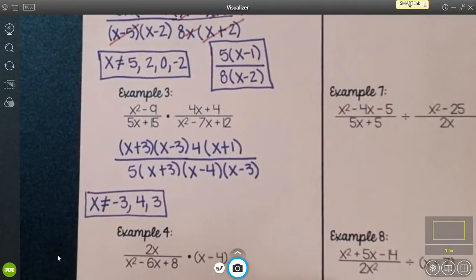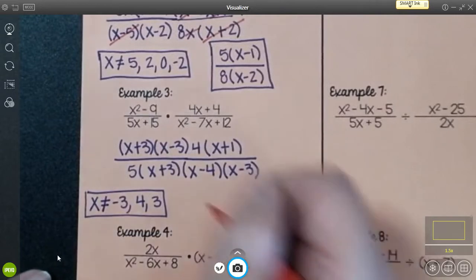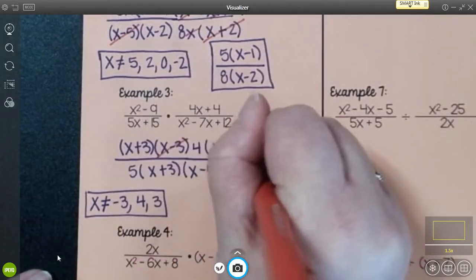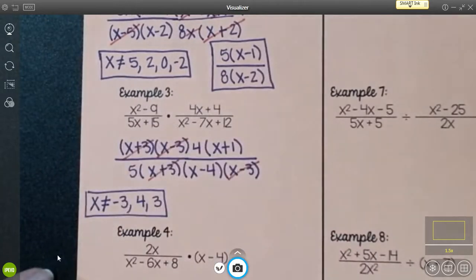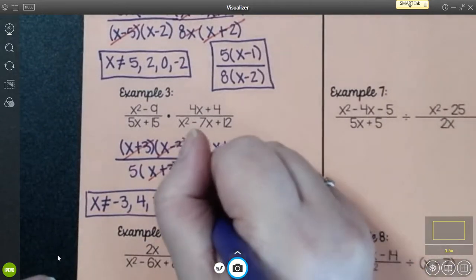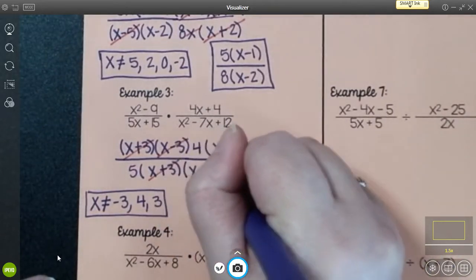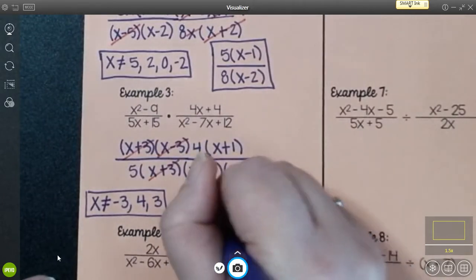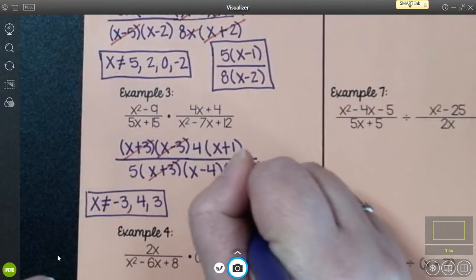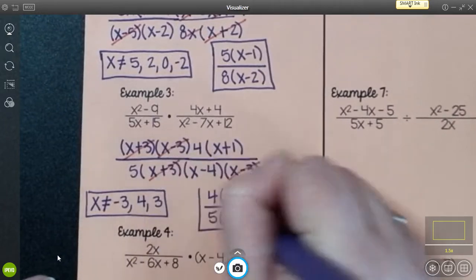Now let's cancel. What cancels? X minus 3's cancel. X plus 3's cancel. So what's left in the numerator? 4 times x plus 1. And in the denominator? 5 and x minus 4. Very good.